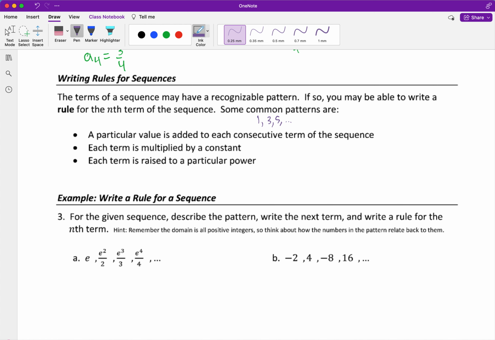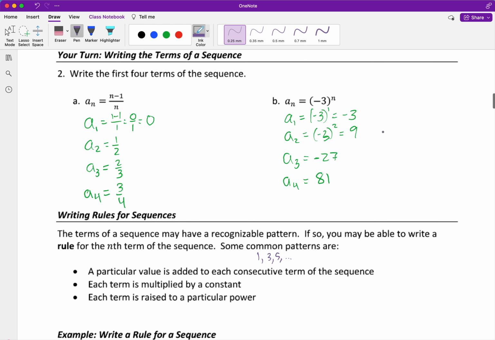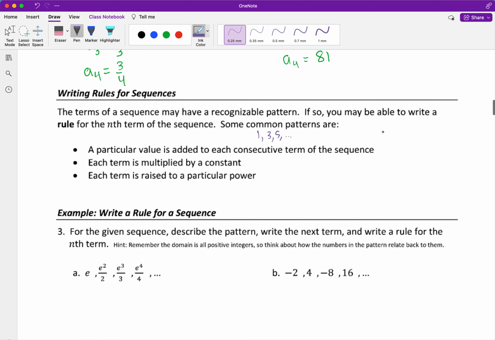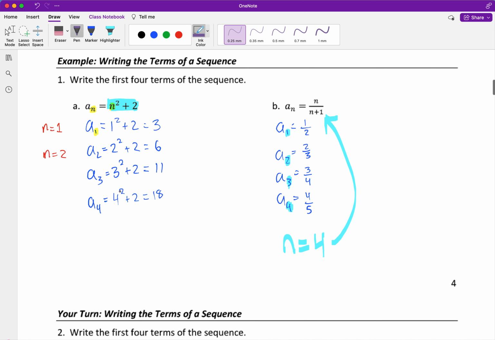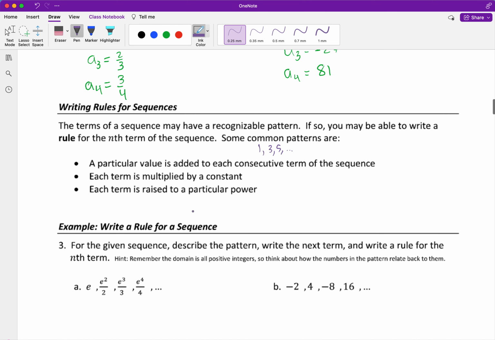The next most common one is when we multiply by a constant. That's what we just did here in part B. We multiplied by -3 over and over. That one has a specific name. It's called geometric. We'll spend the next 2 days after arithmetic doing that type. And then the last one that's really popular is when each term is raised to a particular power. That's more like what we did over here, where we did n squared plus 2, where we're raising it to a particular power.